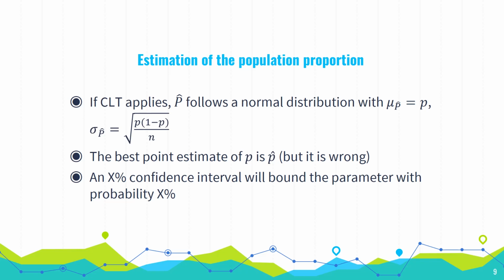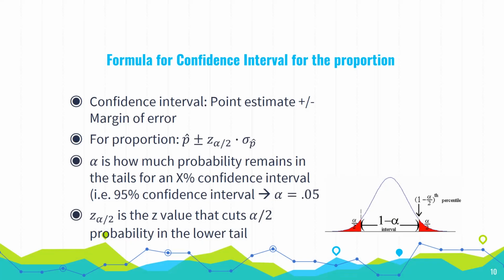Use the sample proportion. Why? But it is wrong. Why is that wrong? Well, because point estimates are virtually always wrong, technically wrong. You're not going to be precisely estimating the population proportion, but it might be the best point estimate that you can get. Now, a confidence interval can be made for a population proportion. All right, again, the confidence interval is going to be the point estimate plus or minus a margin of error.